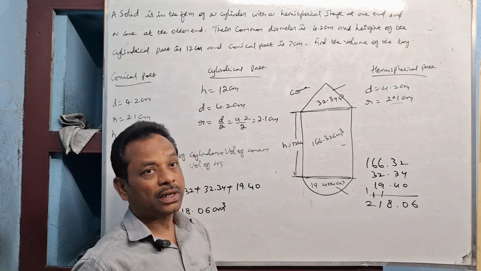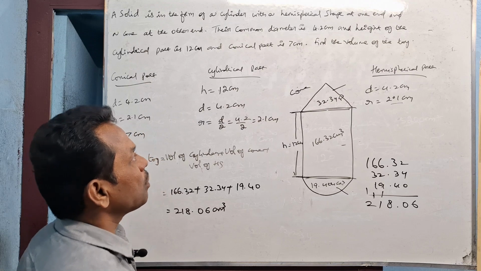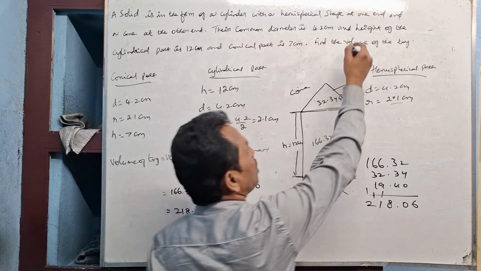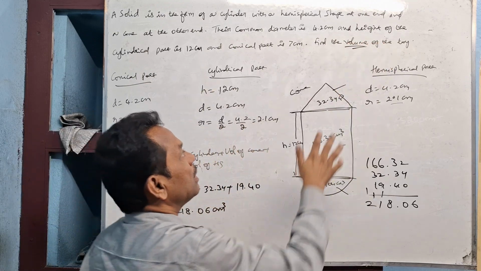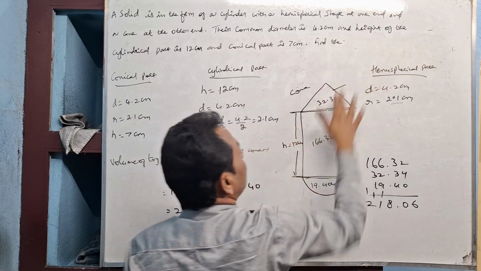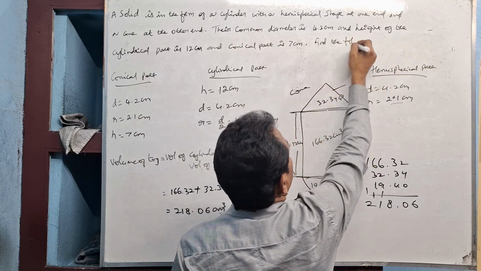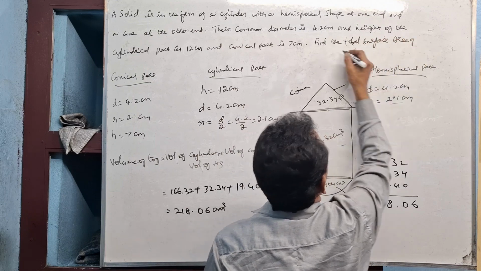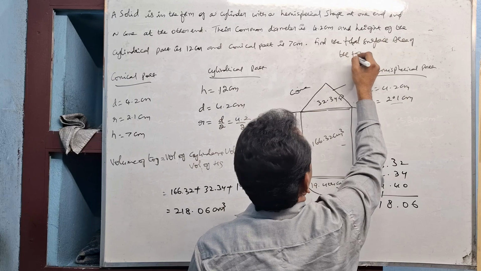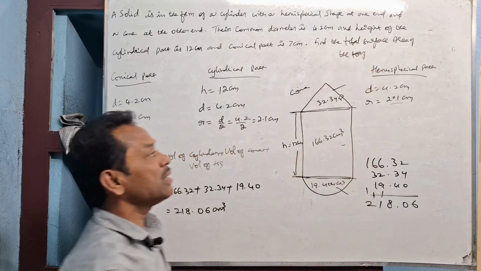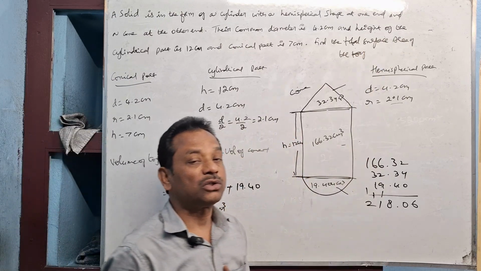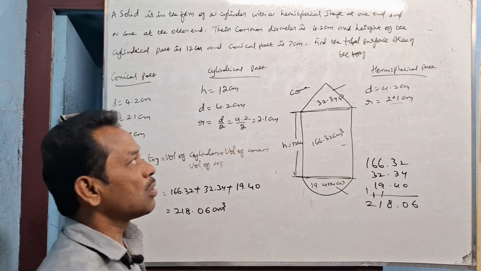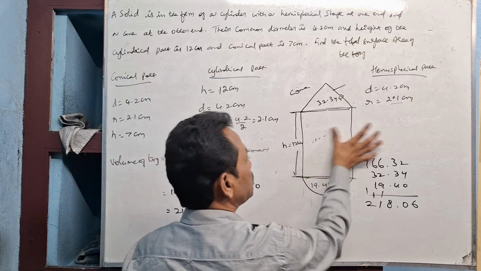Bacho, for the same question, let me make some changes. In this question, we found the volume of the toy, but now I want to find the total surface area of the toy. So the change I made here is that instead of volume, I want the total surface area of the toy.